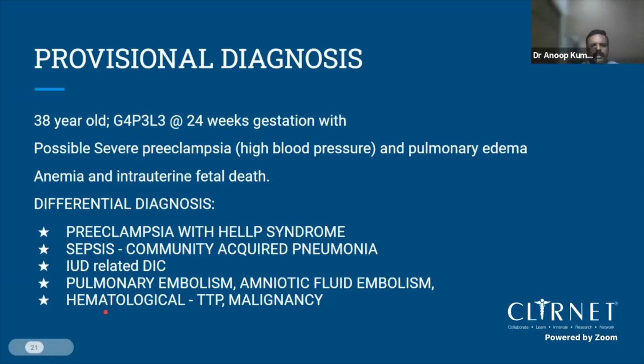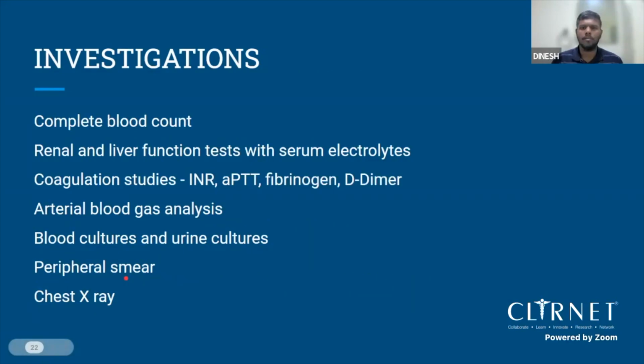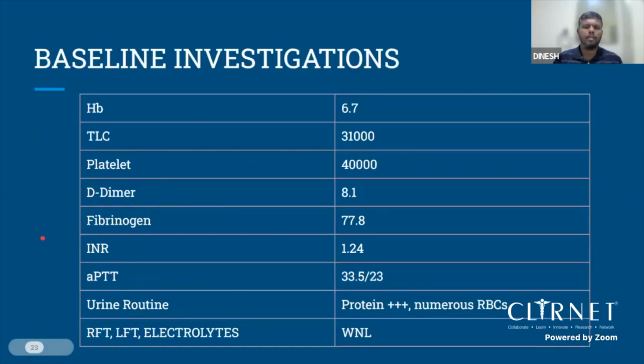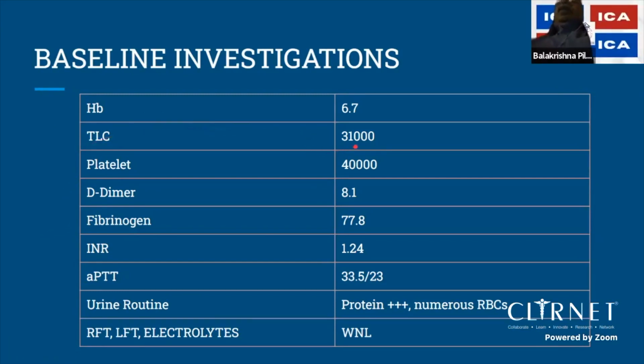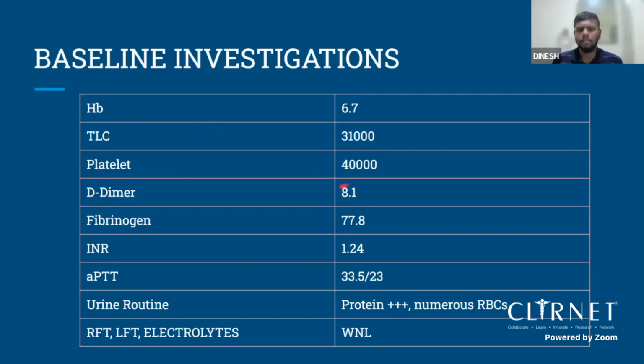Show the investigations first, then you go for all these sophisticated diagnoses. Yes, sorry, sir. So this is the investigation when the patient arrived at our hospital. Hemoglobin of 6.7, total counts elevated, platelets 40,000, D-dimer elevated, fibrinogen of 77, INR was 1.24, APTT elevated, urine routine showed albuminuria and hematuria. Right now, at the time of presentation, renal function test, liver function test and electrolytes were within normal limits.